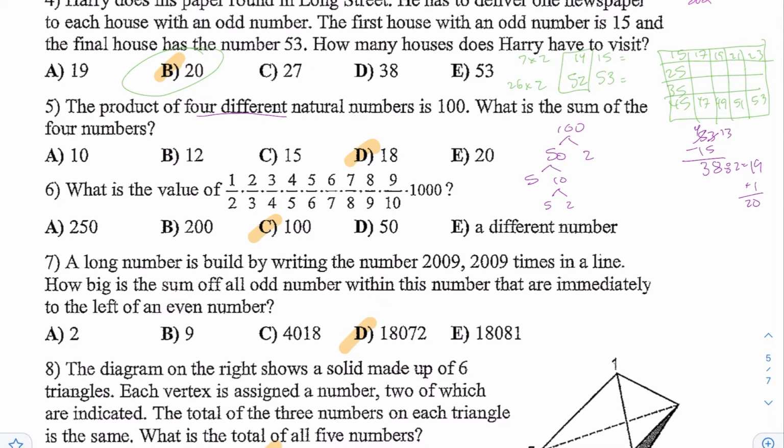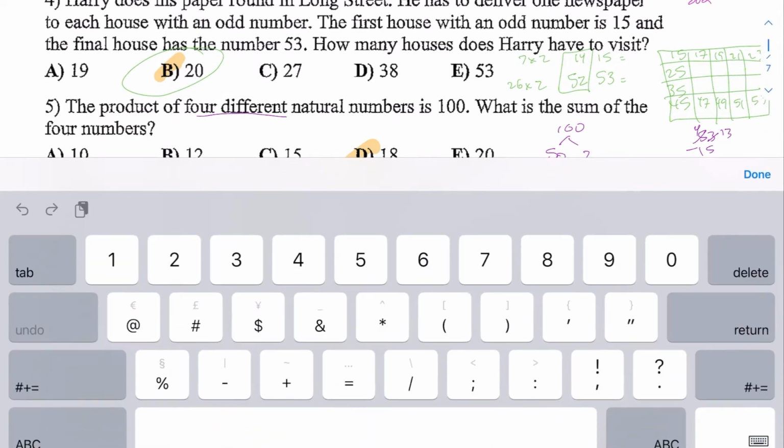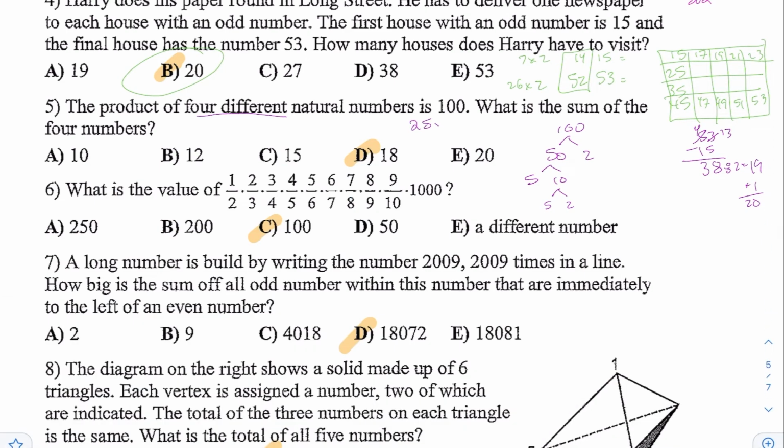So if you want to have 4 totally different numbers, you can have 2 times 10 times 5, and then that's already equal to 100, and you have to also multiply by 1. So if you add everything together, 1 plus 2 plus 5 plus 10 would be equal to choice D, 18.